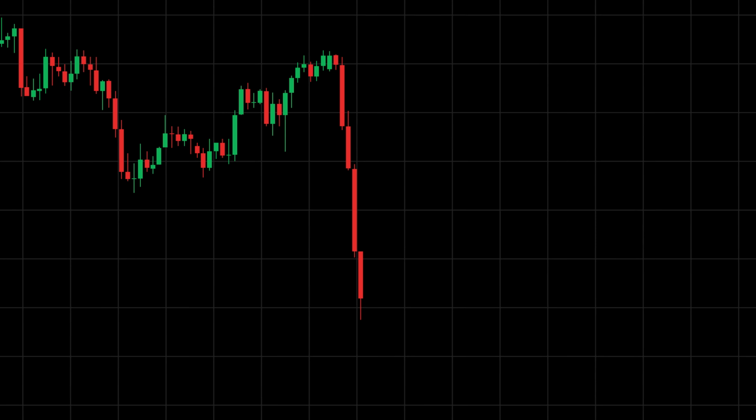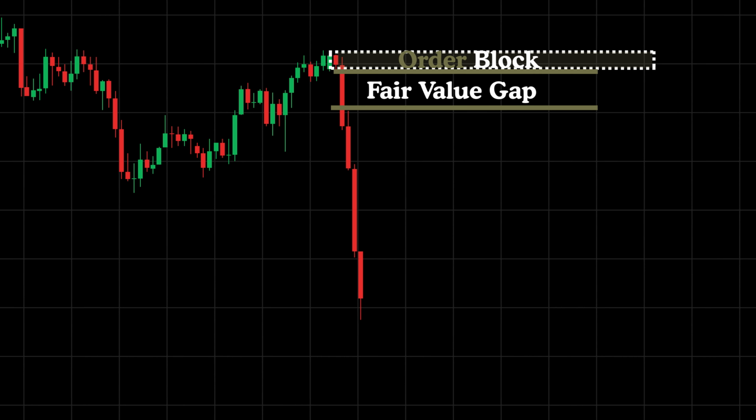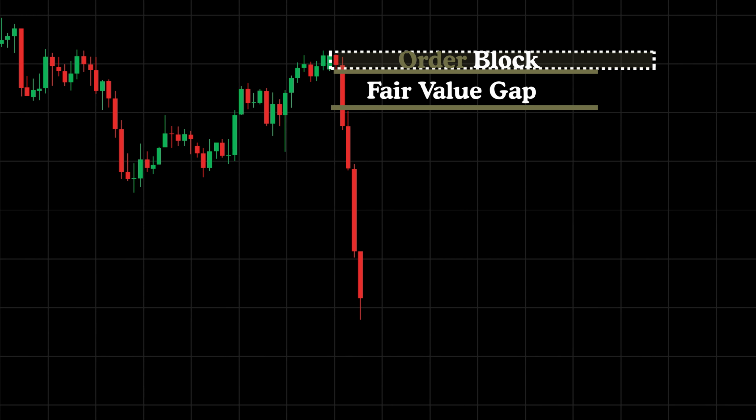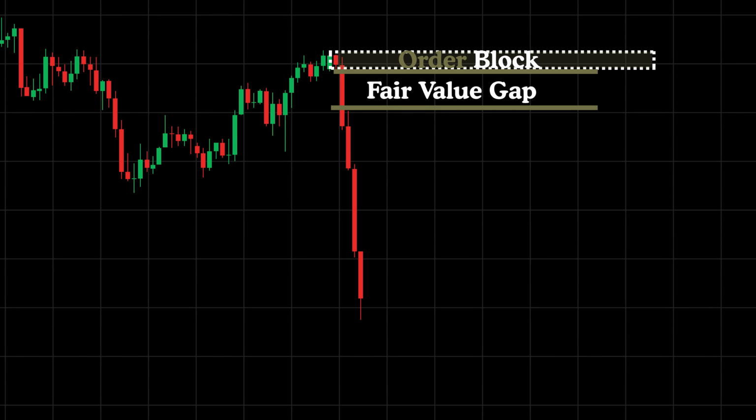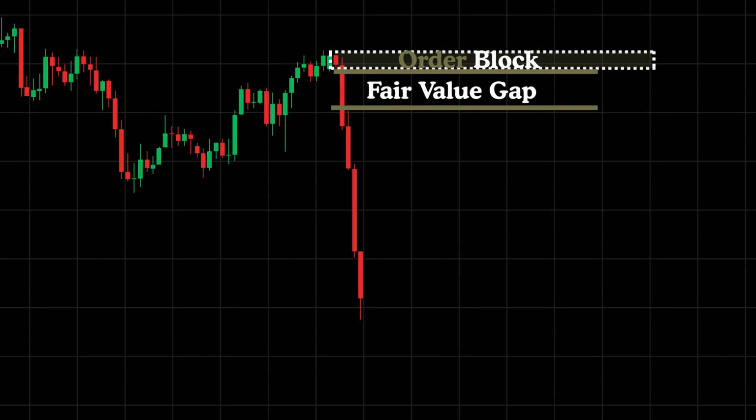Now here's something crucial. A valid order block will always include a fair value gap. If there's no fair value gap, then it isn't a valid order block. The fair value gap confirms that smart money entered the market aggressively from that zone.